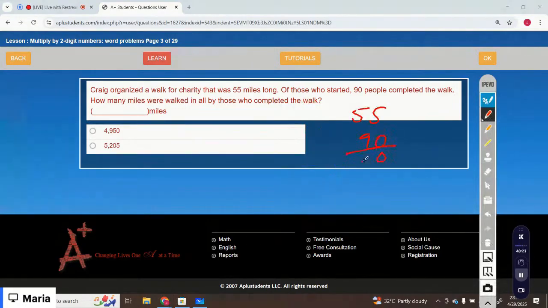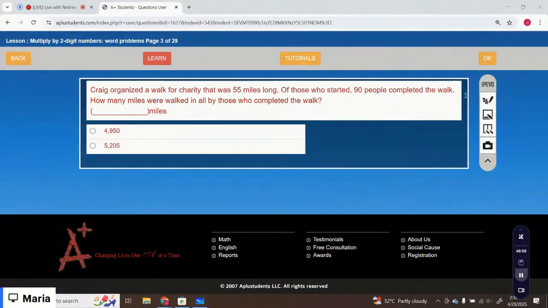55 times 90. 0 times 5 is 0. 0 times 5 is 0. 9 times 5 is 45, write 5 and carry 4. 9 times 5 is 45 and 4 is 49. So that is 4,950. Option number 1 is the correct option.